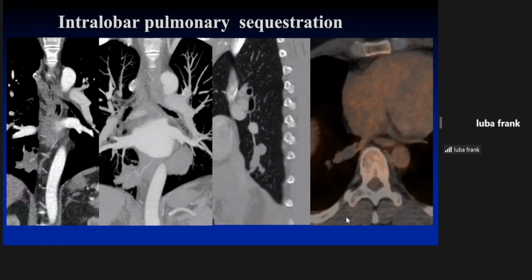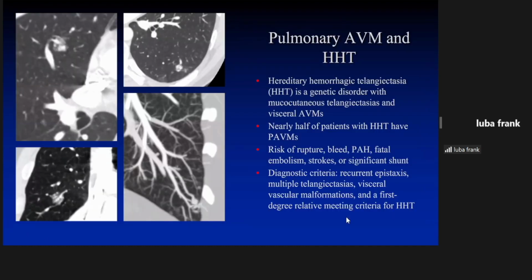This one is on the right side, and here it can look like an irregular and spiculated mass. Here, this is a draining vein and other vessels that are connected to the sequestration, and the PET CT, of course, does not show any avidity. So I do have just a couple more slides left, not too many.